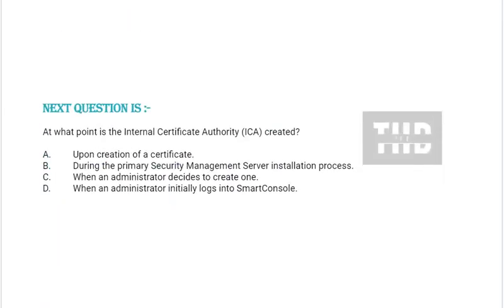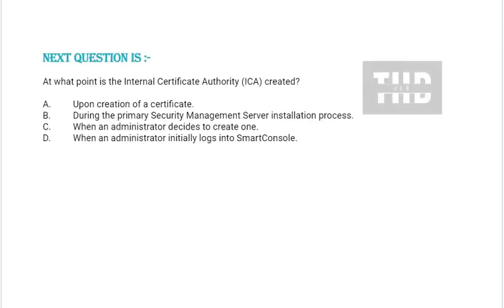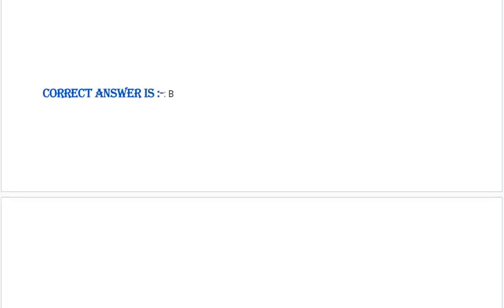Next question is, at what point is the Internal Certificate Authority ICA created? Option A, upon creation of a certificate. Option B, during the primary security management server installation process. Option C, when an administrator decides to create one. Option D, when an administrator initially logs into SmartConsole. Correct answer is option B.